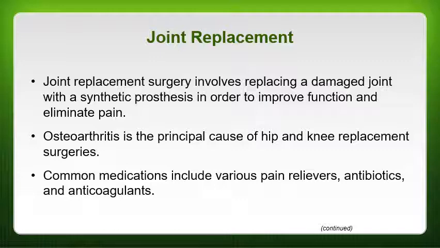The other things that will usually be prescribed as well are antibiotics and anticoagulants. The antibiotics will usually be given prophylactically to help prevent infections, and the anticoagulants just to prevent blood clots from forming. Typically, warfarin is one of the more common anticoagulants that will get prescribed for somebody after a joint replacement.